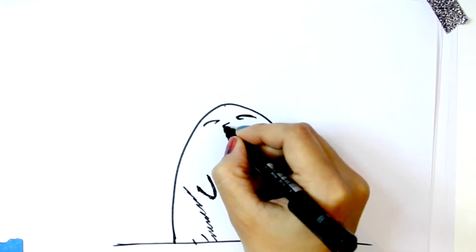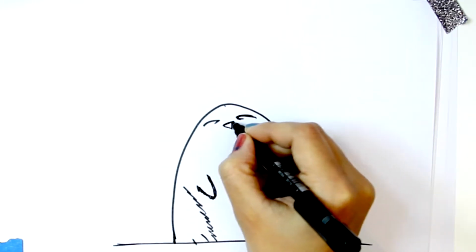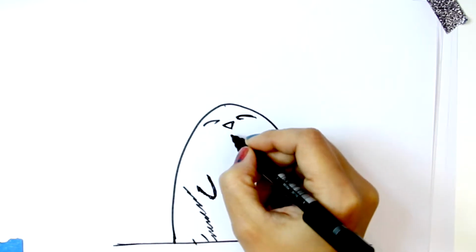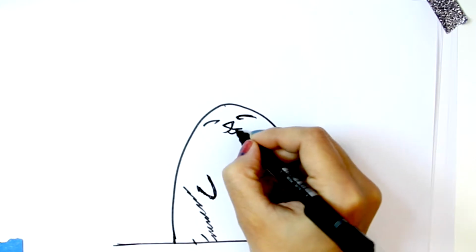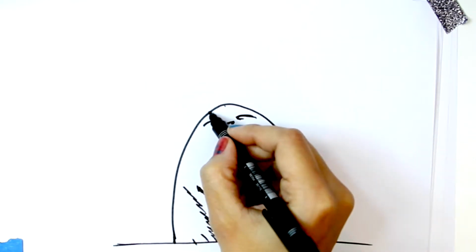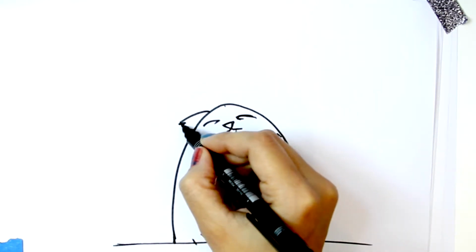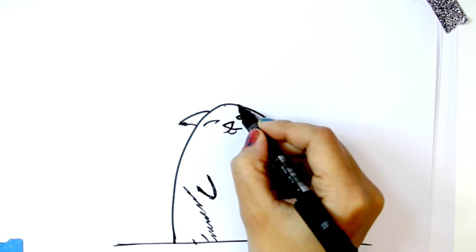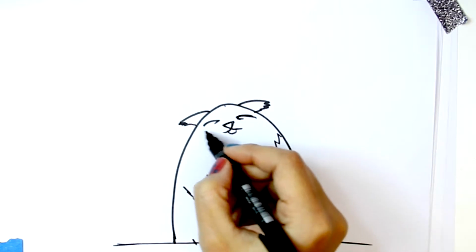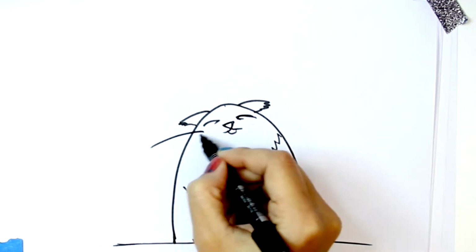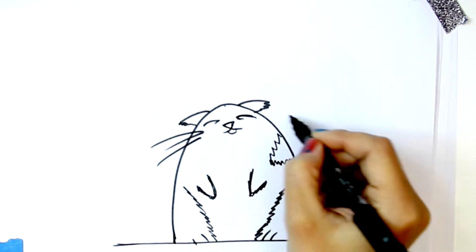And a triangle for the nose. Then we do two curved lines and a U shape for the tongue. Then we do the ears, just like that. And some quick lines sticking out for the whiskers.